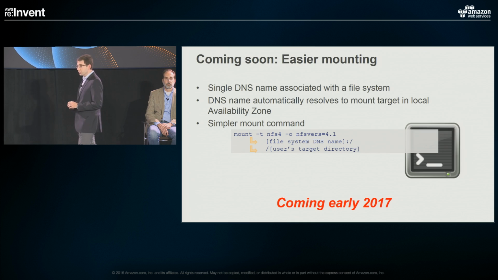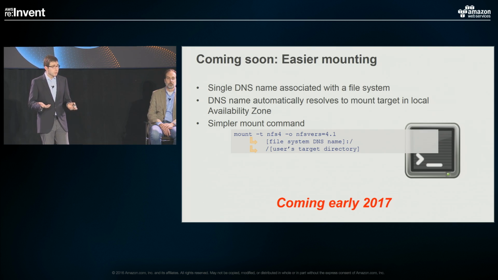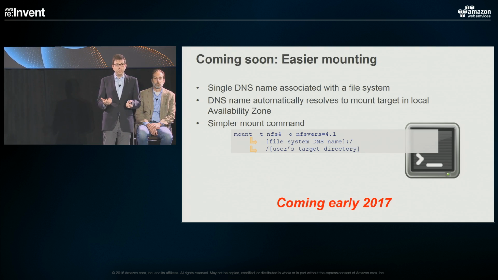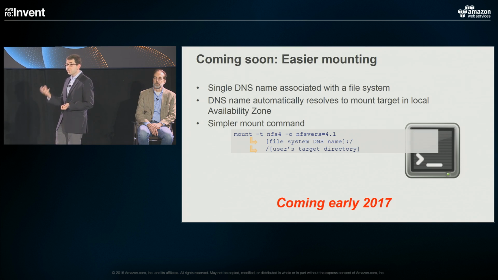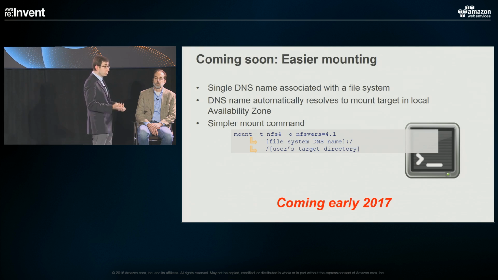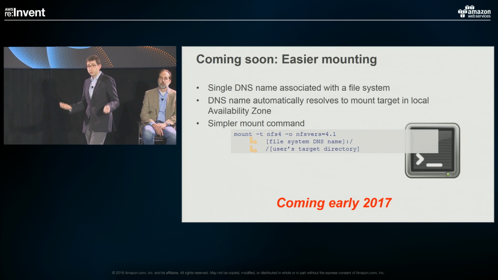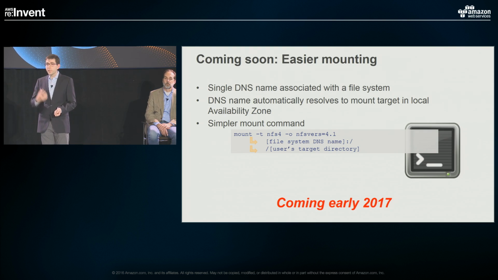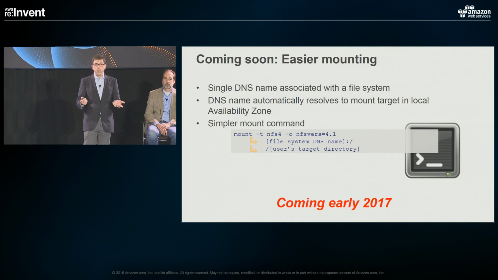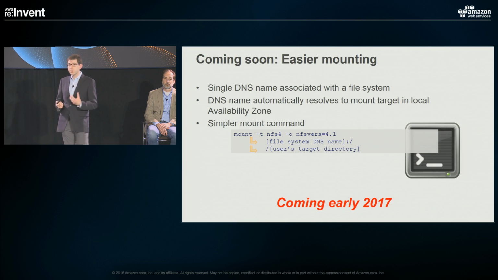Also coming soon is a simplifying feature for using EFS. Today, every mount target that you create has a unique DNS name, and that DNS name is derived from the AZ in which the mount target resides. With the new feature that will be coming soon, you will have a single DNS name for your file system, so a single DNS name across all of your mount targets. And that DNS name will automatically resolve to the IP address of the mount target in the AZ from which you are mounting your file system.